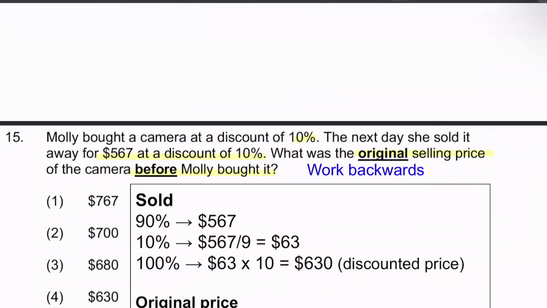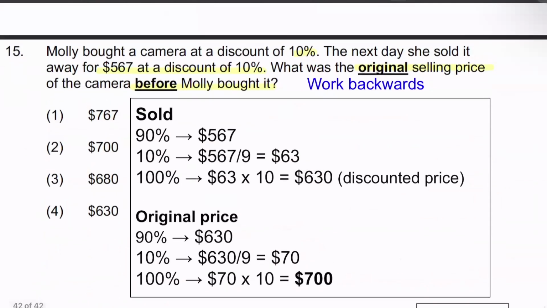So remember, she bought the camera at a discount of 10%. So now we can find the original price. Molly bought it at 90%, which is $630. So 10% is 630 divided by 9. You get $70. Do your long division again. And then 100%, you get 70 times 10, you get $700. So this is the final answer. You work backwards, right? So the answer is number 2.